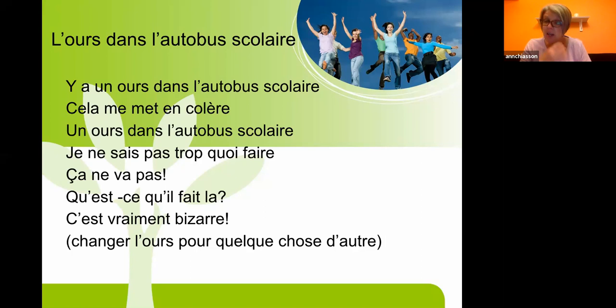Et là, c'est sûr que je vais chercher les idées des élèves. Alors, je vais juste comme recommencer à chanter. Mais là, je vais pointer à un élève, puis il va me dire, il y a un papillon dans l'autobus scolaire. Et on continue comme ça.